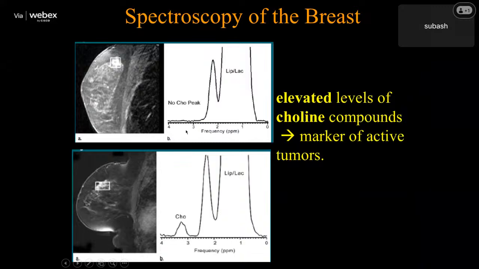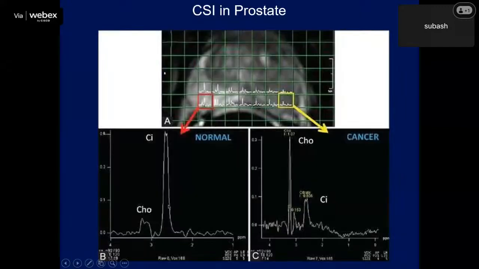This is an MRS spectrum from the breast. You can detect cancer in the breast. This is a normal breast where there's no choline peak, only lipid, because the breast is basically a fatty tissue, so you can see a big lipid peak, but there's no choline peak in the healthy region. But if you take a cancerous breast and do an MR spectrum, you can see a big choline peak appearing here. So choline is a marker of active tumors when you're doing spectroscopy of the breast. So it is a sort of tumor which is shown.